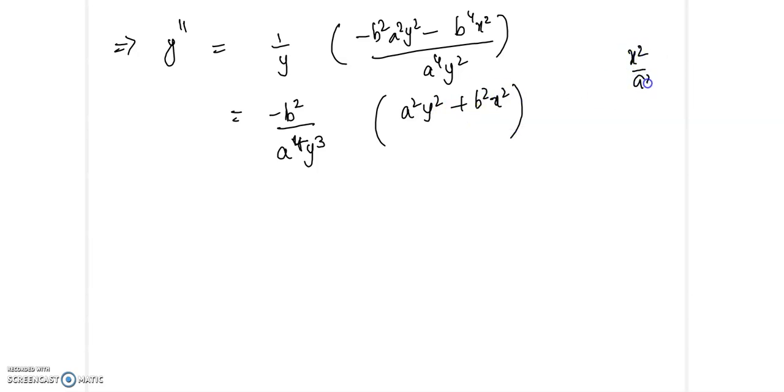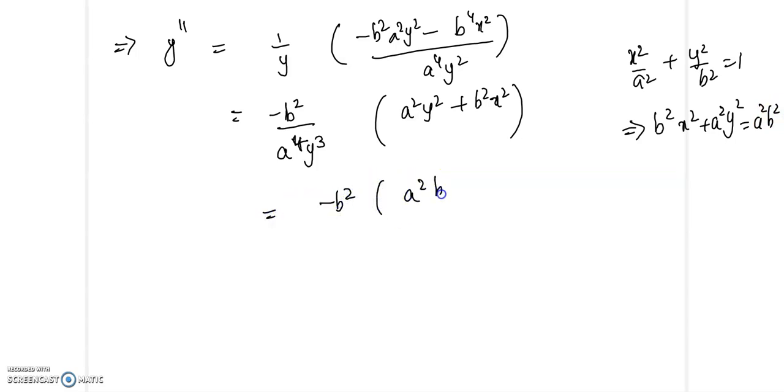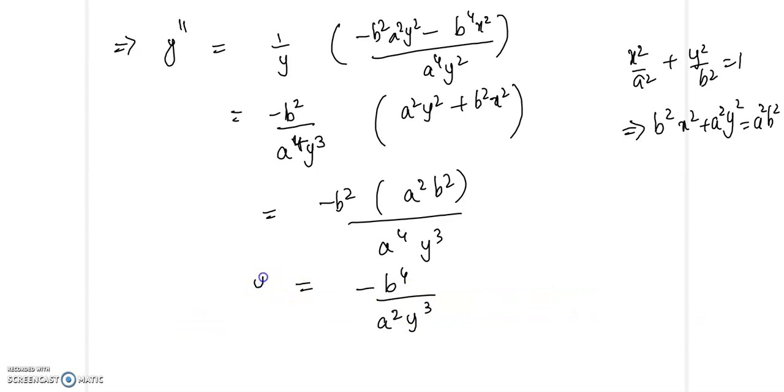Now we have x square by a square plus y square by b square equal to 1, which implies b square x square plus a square y square is equal to a square b square. So that is minus b square into a square b square by a raised to 4 y cube. So we will get minus b raised to 4 by a square y cube. That is the value of y double dash, and we have y dash equal to minus b square x by a square y.